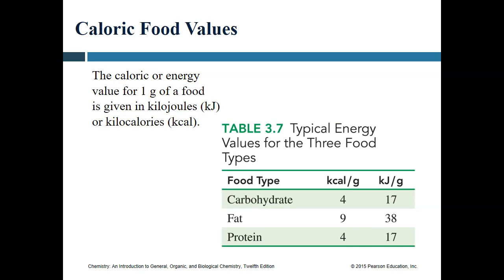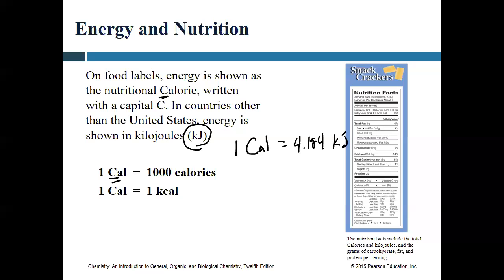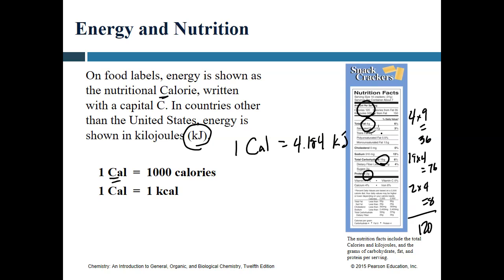And so what they can do is, if you add it up, 4 times 9 is equal to 36. 19 times 4 is equal to 76. 2 times 4 is equal to 8. 76 plus 36 plus 8 gives you 120 calories in total.